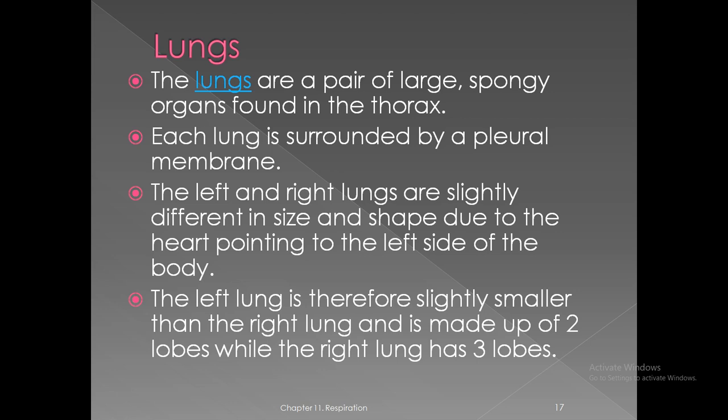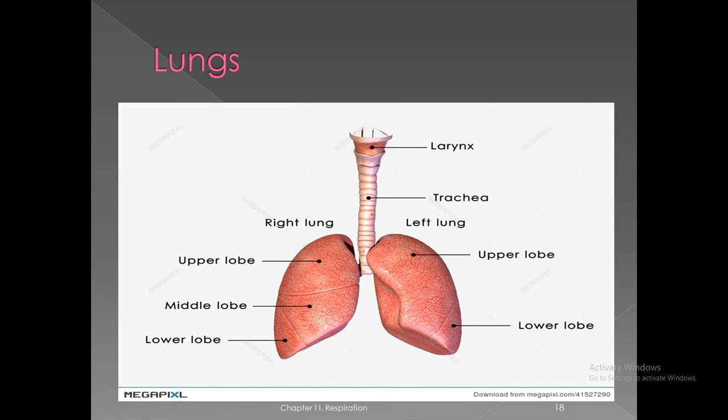There is a difference in the size and shape of the right and left lung, because the left lung consists of 2 lobes, and the right lung is made up of 3 lobes. Why is the left lung made up of 2 lobes? Because of the asymmetrical positioning of the heart. Asymmetrical means that the heart turns slightly towards the left, due to which the left lung has 1 less lobe, so it has 2 lobes, not 3. Here is the structure of the lungs. As you can see, the right lung has 3 lobes, and the left lung has 2 lobes.